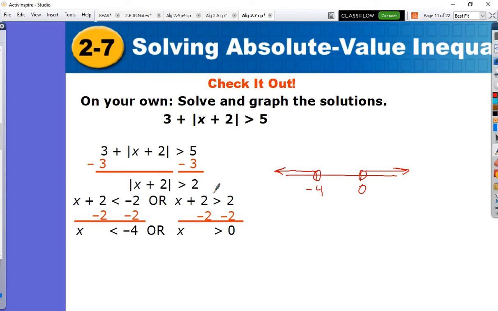Okay, so we got our case 1 and our case 2. So we come out to x is less than negative 4 or x is greater than 0. Okay, so this is what it looked like if we graph it. It can't equal 0, can't equal negative 4, but it goes greater than 0 and less than negative 4. So that gives me all the absolute values going that way and going that way, which is exactly what we want.